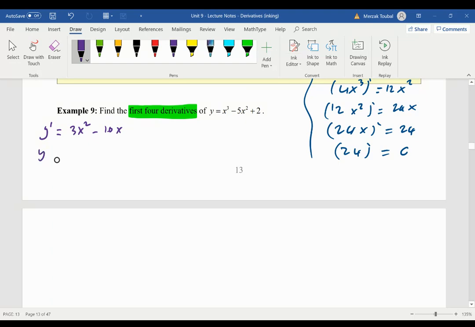So that's y prime. Y double prime is the second derivative. The derivative of 3x squared is 6x. The derivative of minus 10x is minus 10. Y triple prime is the third derivative. The derivative of 6x is 6. The derivative of negative 10 is 0. And then y fourth prime, the derivative of 6, is 0. And that is the fourth derivative of this function.